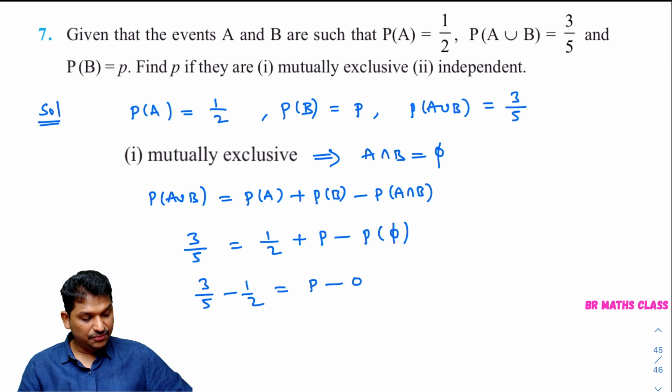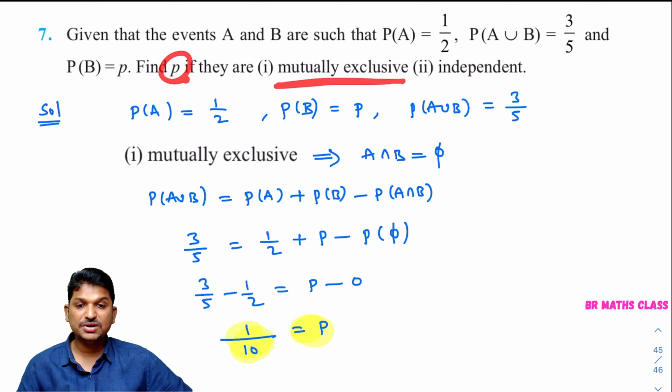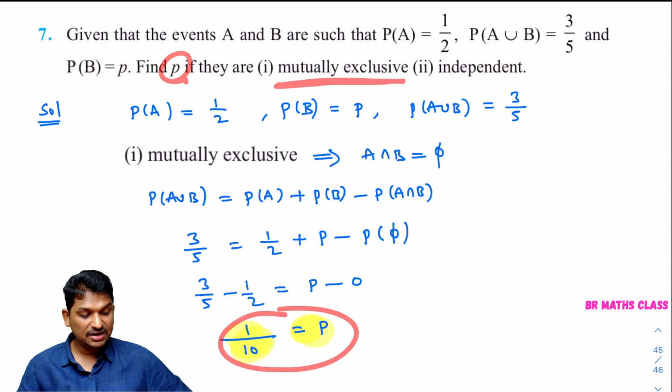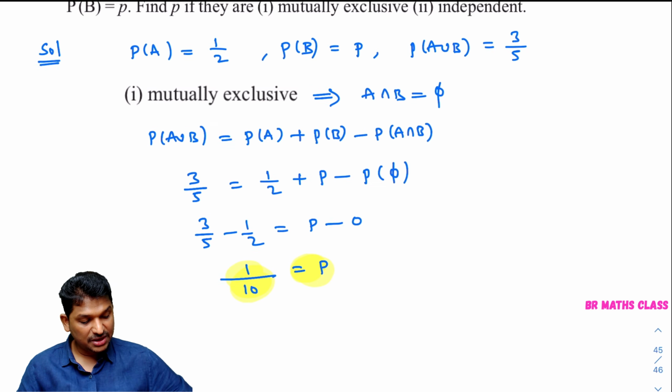Now simplify the right hand side: P minus 0 is P. Left hand side, what will you get? LCM is 10, 3 2s are 6, 6 minus 5, 1 by 10. So you got P equal to 1 by 10. What is the answer for this? Yes, P equal to 1 by 10 when A and B are mutually exclusive events, as per the given data.